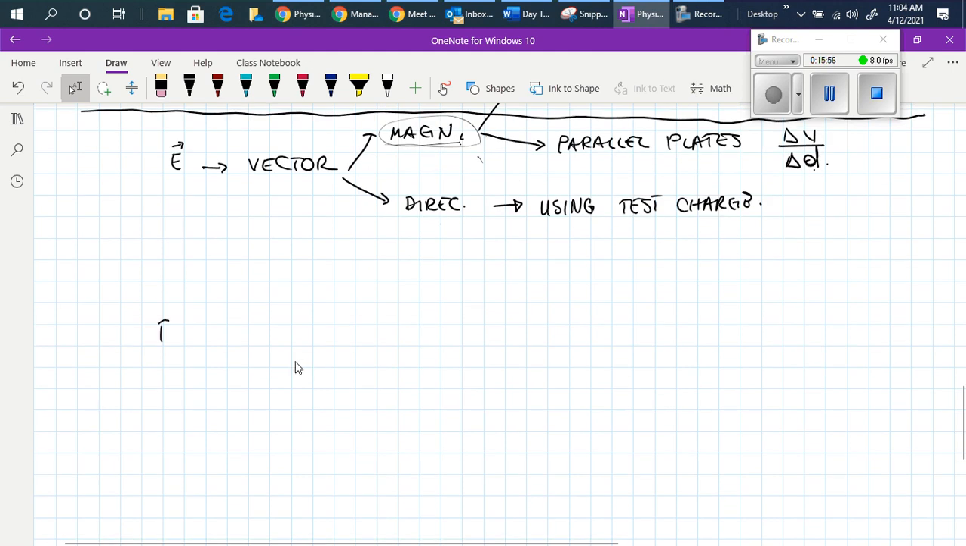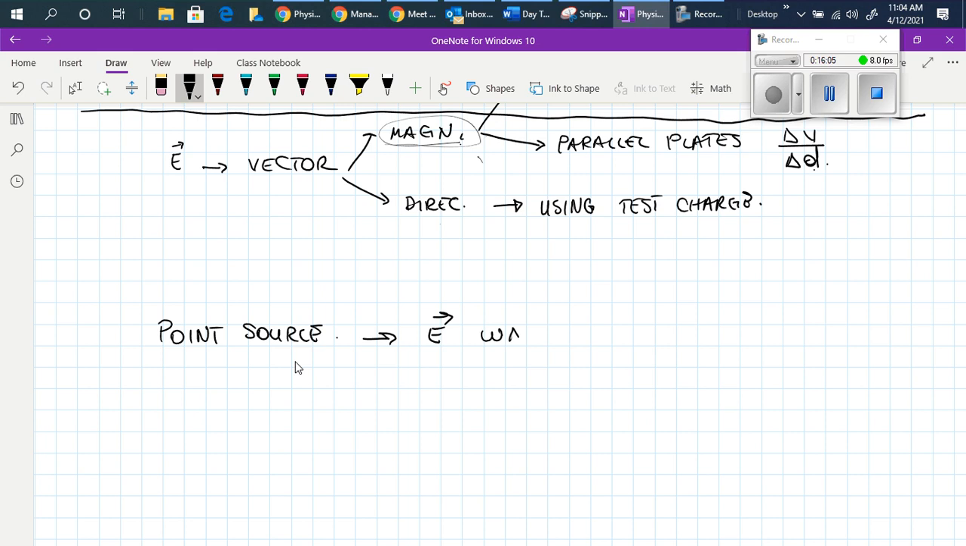So when we had the point source, the electric field strength was non-uniform. It changes as you move away from the source. And when you have parallel plates, the electric field strength is uniform.